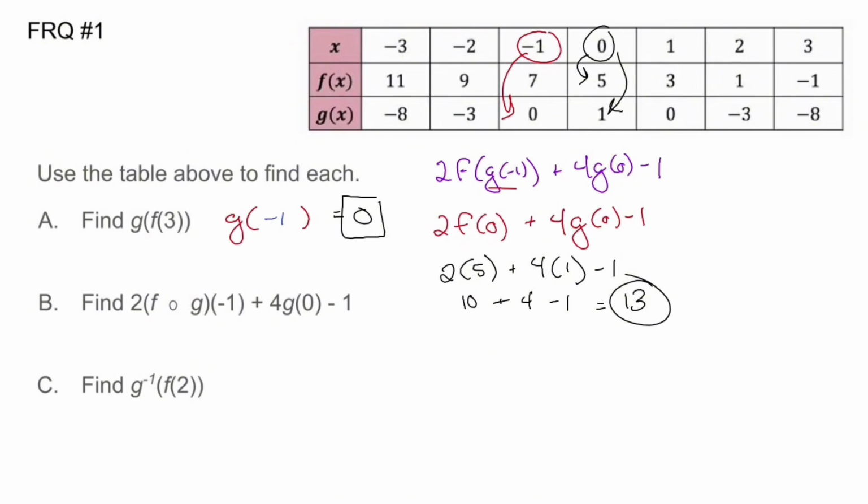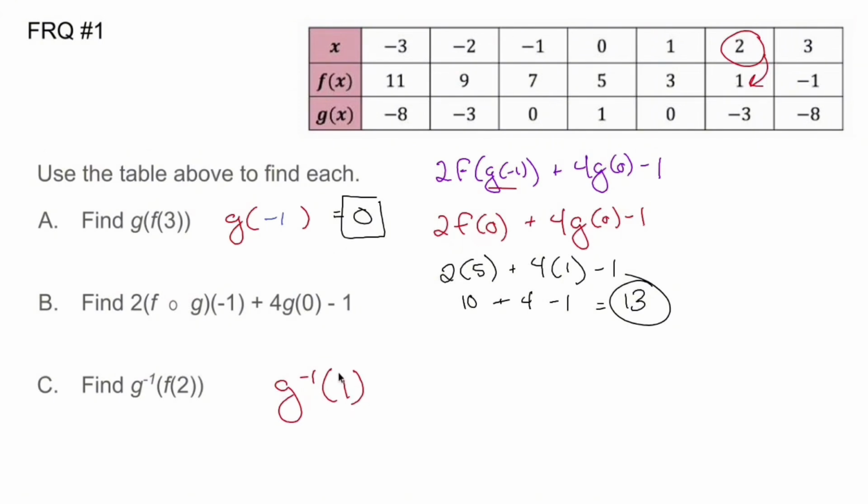This one's not so bad. You're going to do the same exact first step as we seem to have done already a couple times. F of 2 means let's go to the function, go to the table. 2 matches up with 1. So the G inverse of F of 2 is G inverse of 1.